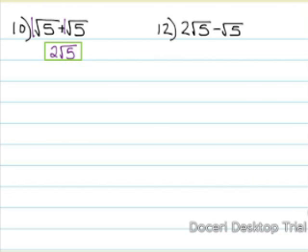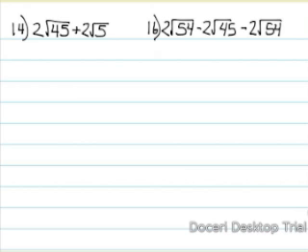Number 12 is 2 radical 5 minus radical 5. Now, don't make the mistake of saying that you're just taking the radical 5s away. That is not true. What you want to do here instead is put your 1 in. So we have 2 radical 5 minus 1 radical 5, which leaves us with 1 radical 5. Or if you don't want to write that one, you can just have the square root of 5 there. Either one of those work.